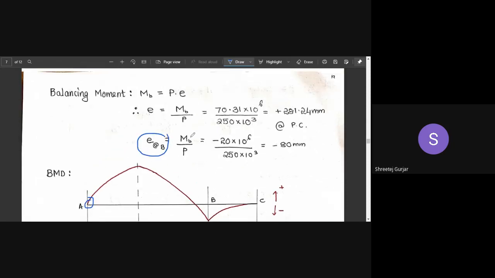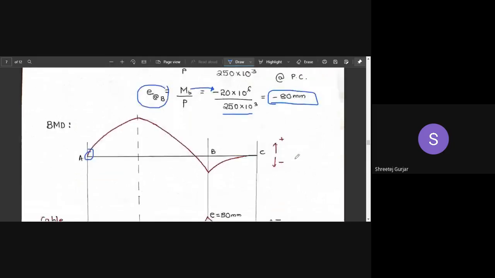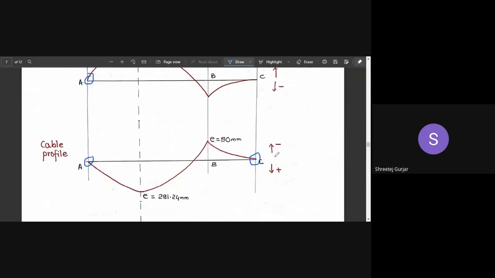Moment at B, we know it is minus 20, right? So minus 20, and our pre-stressing force we have assumed as 250 kilonewton. So eccentricity is minus 80 mm. Okay, eccentricity is minus 80. So whenever it is minus, it will be at this side. Eccentricity is negative, you have to represent it on this side of the line. So minus 80 you mark over here.